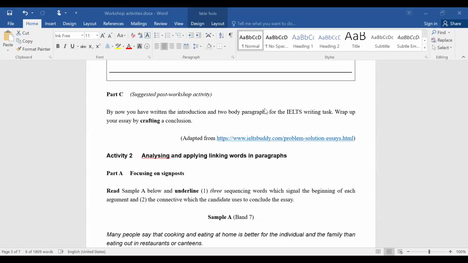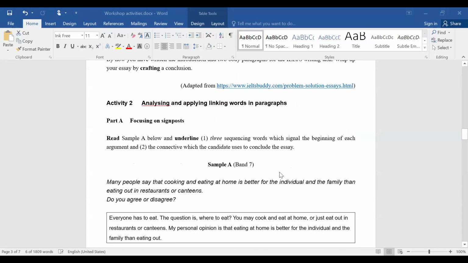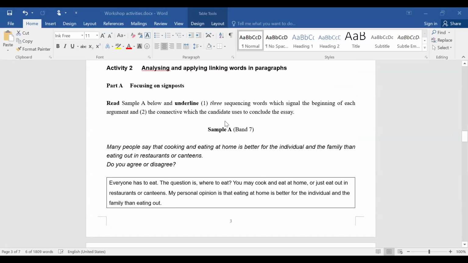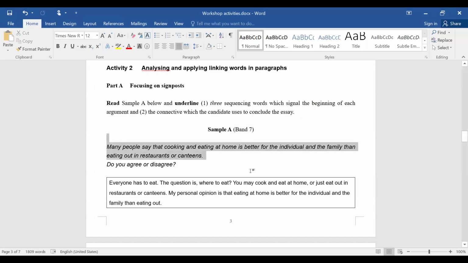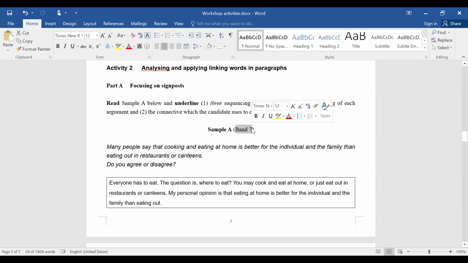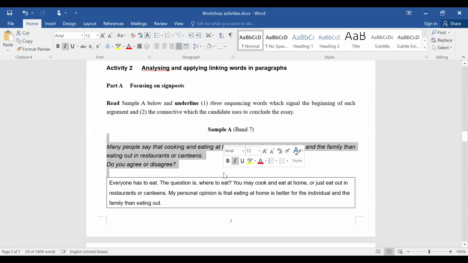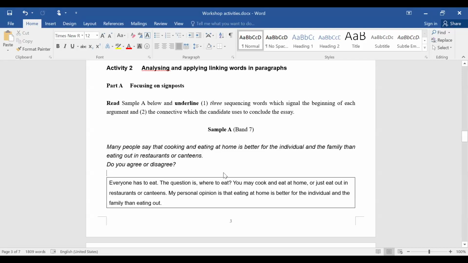So this time I'm not asking you to complete paragraphs, but I'm asking you to read a sample. As you can see on page 3 of your handout, it's a sample script written in response to an authentic IELTS writing task, and this sample got an overall band 7. The topic is whether cooking and eating at home is better for the individual and the family than eating out in restaurants and canteens.